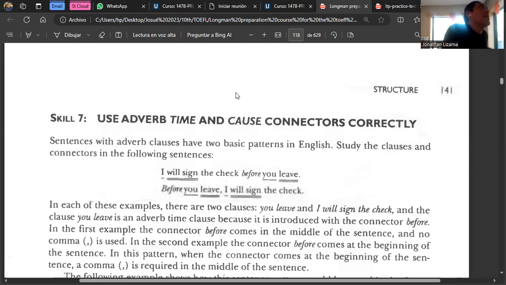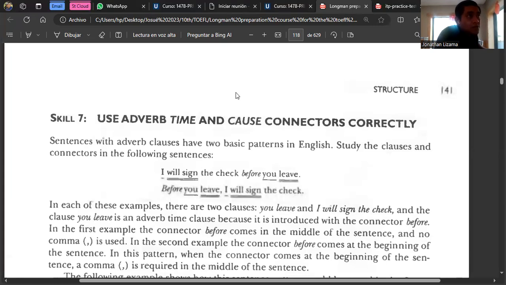Connectors will be divided between coordinate connectors, adverb connectors, and adjective connectors. In this case, you see, I will sign a check before you leave. You have the word before, which is an adverb connector. You can put it into position: before in the middle and before at the beginning.